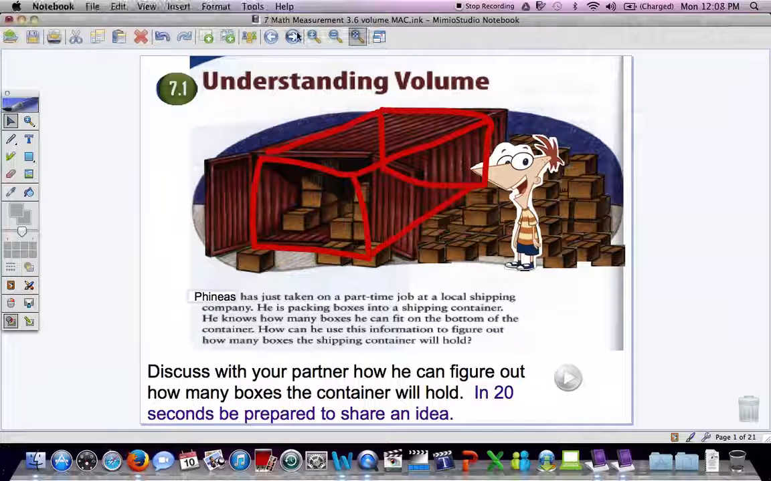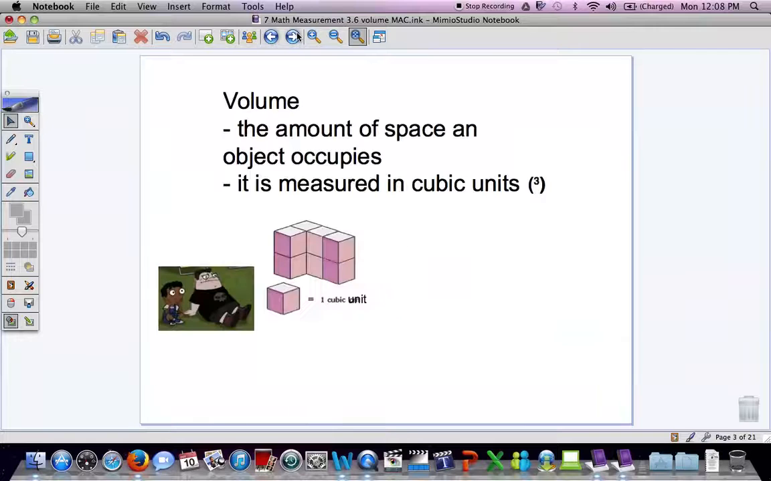This is volume of a rectangular prism. Volume is the amount of space an object occupies, and it's measured in cubic units, so like meters cubed or centimeters cubed. Both of them are very common in math.